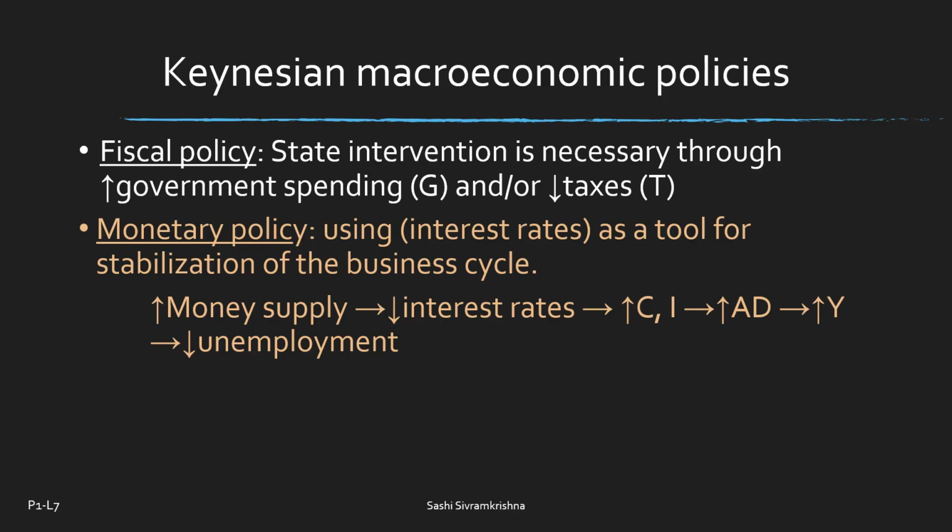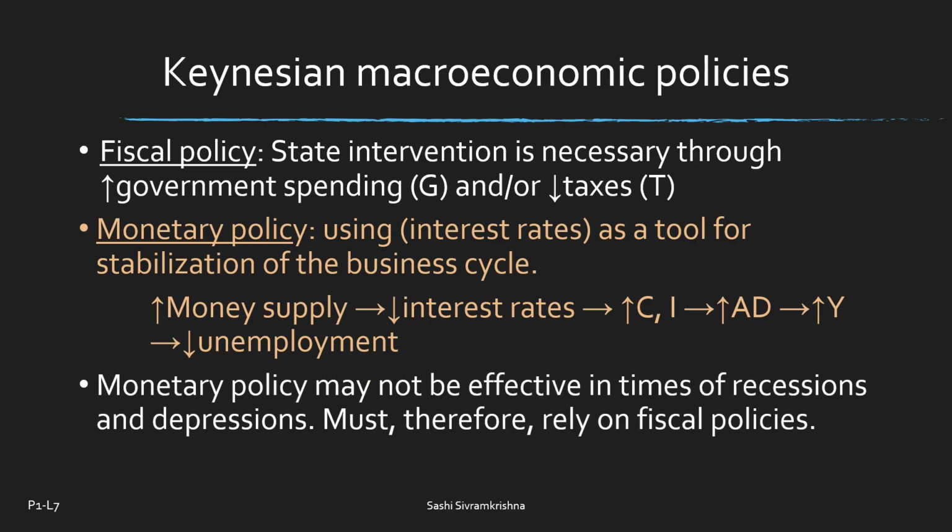What happens is, when money supply is increased, the cost of money, or the price of money, which we also call interest rates, falls. When interest rates fall, firms and households are incentivized to spend more on investment goods and consumption goods respectively, so that the level of aggregate demand, or aggregate expenditure, increases, output increases, and unemployment falls.